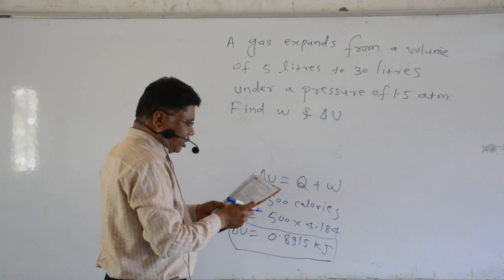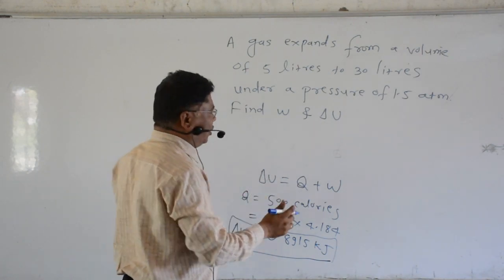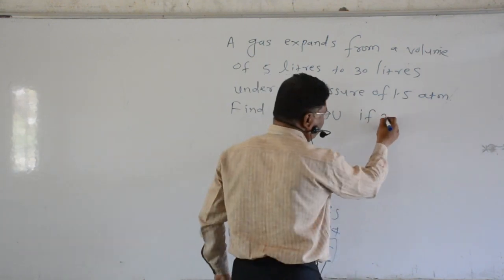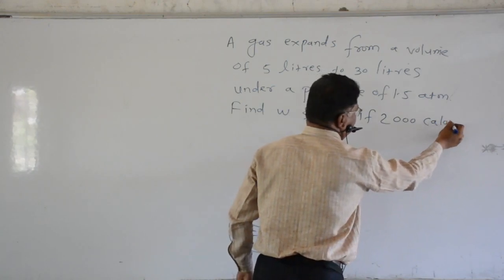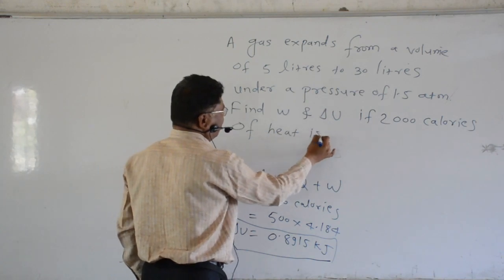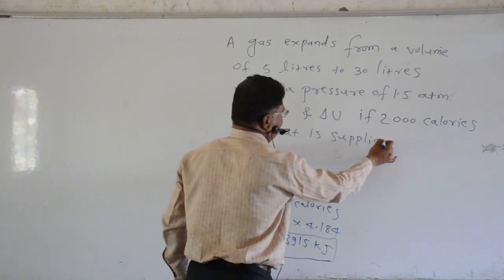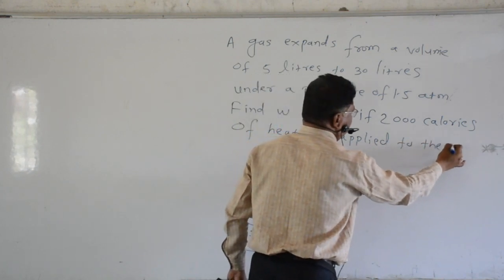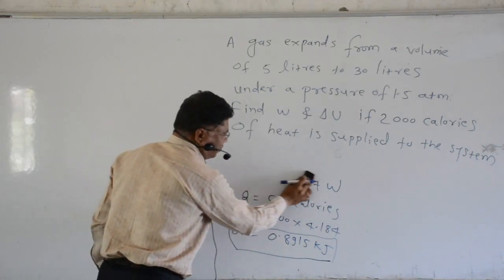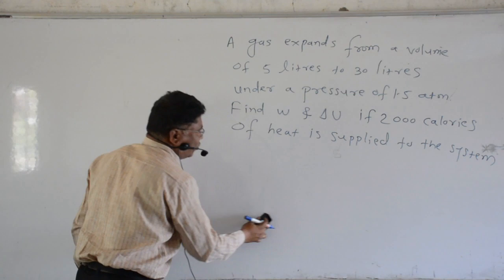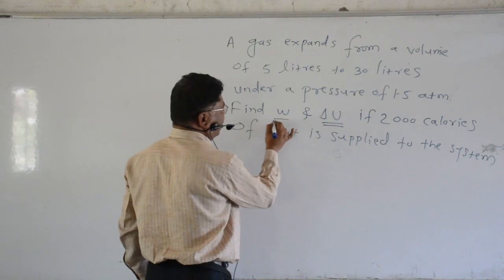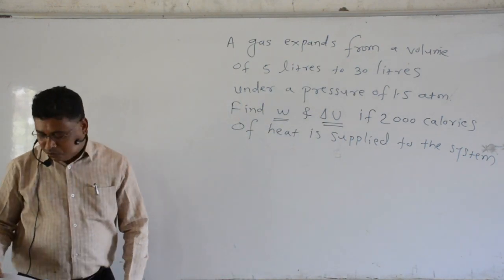Delta U supplied to the system if 2000 calories of heat is supplied to the system. So again in this problem we want to calculate delta U, that is change in internal energy, and also we want to calculate W.